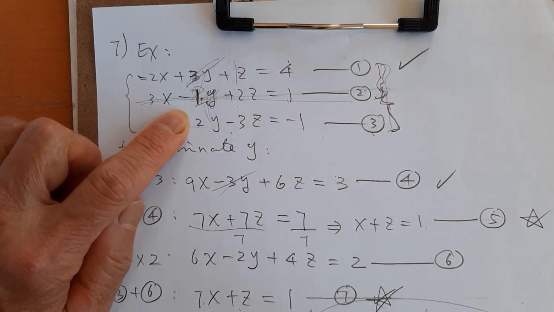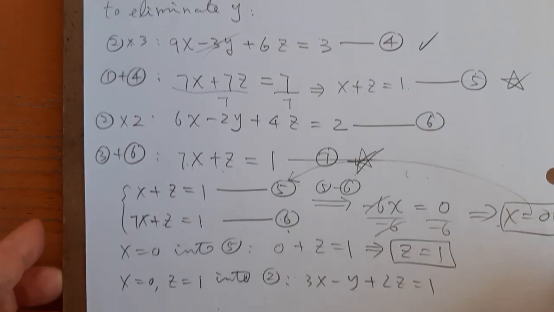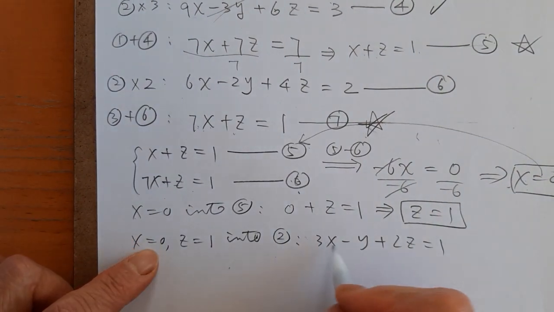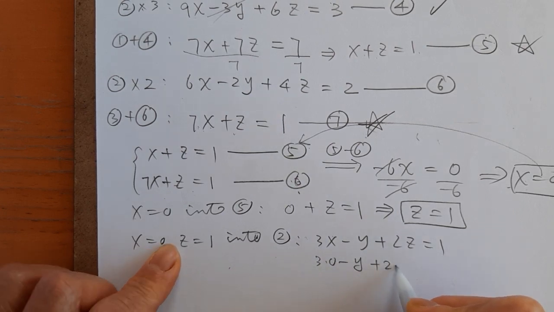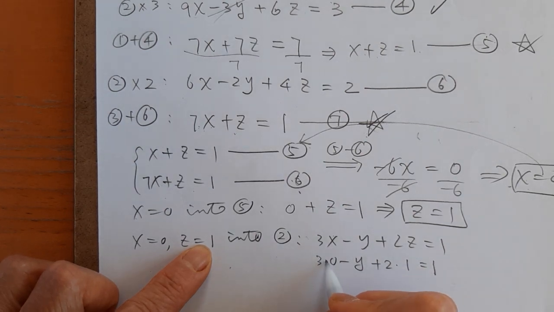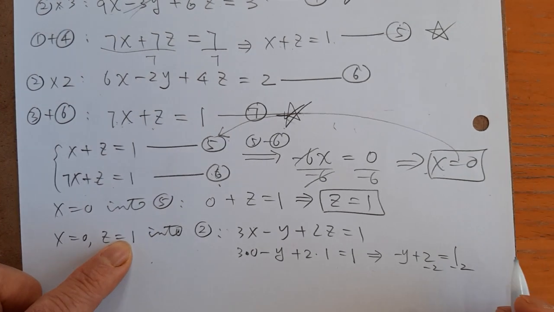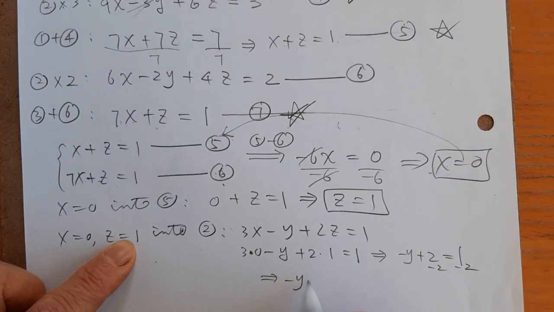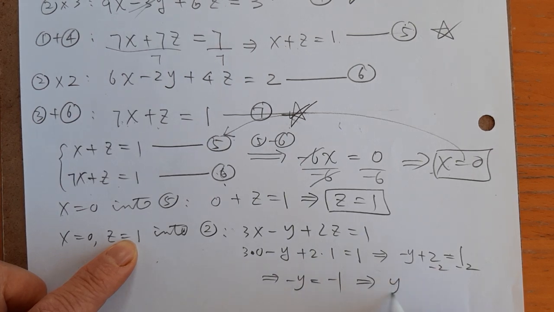Second equation is 3x minus y plus 2z equal 1. So plug in. X is 0, plug in. 3 times 0 minus y plus 2 times z. Z is 1 equal 1. So this 3 times 0 is 0. So then you will get negative y plus 2 equal 1. Minus 2 both sides. So you got negative y equal 1 minus 2 is negative 1. And times negative both sides. So get y equal 1.